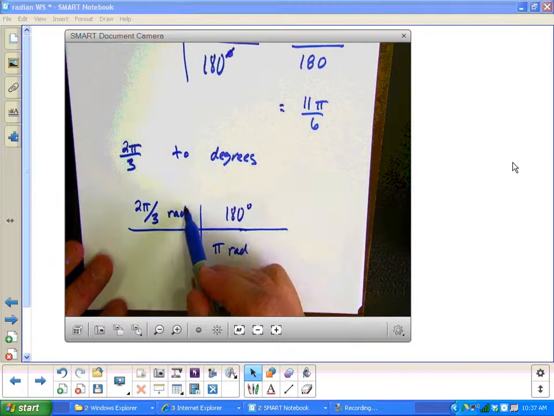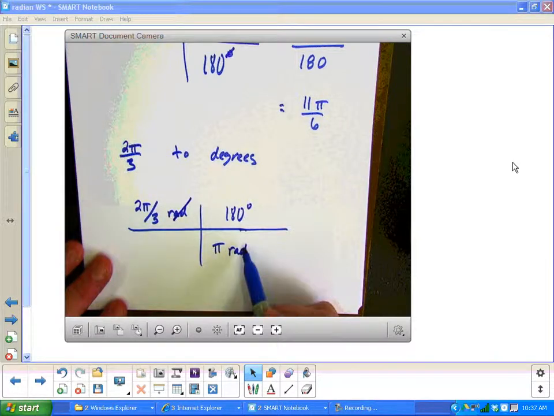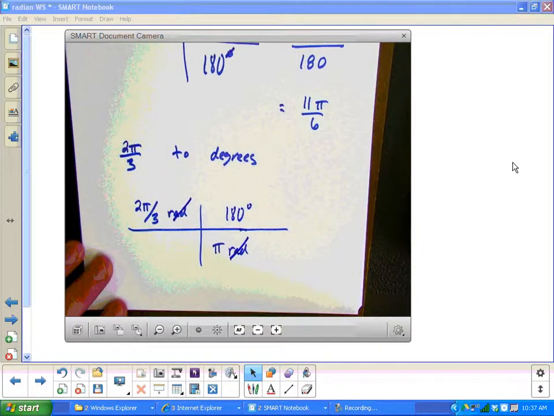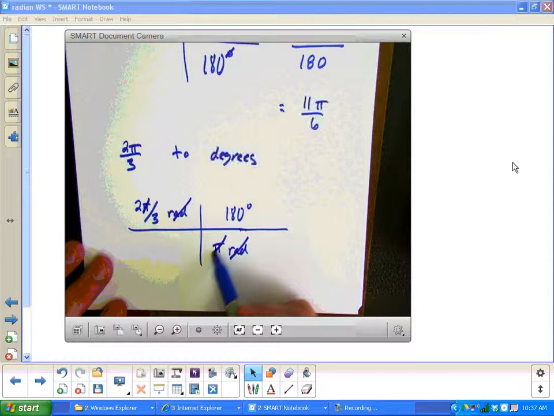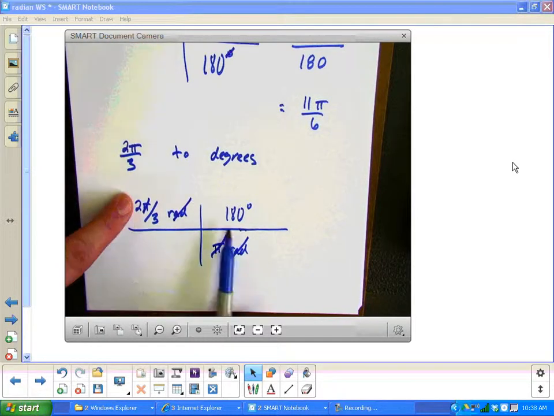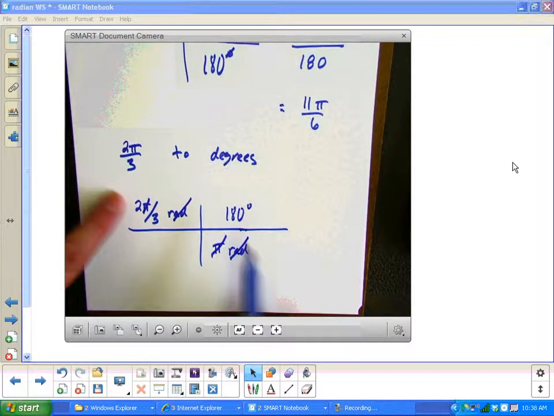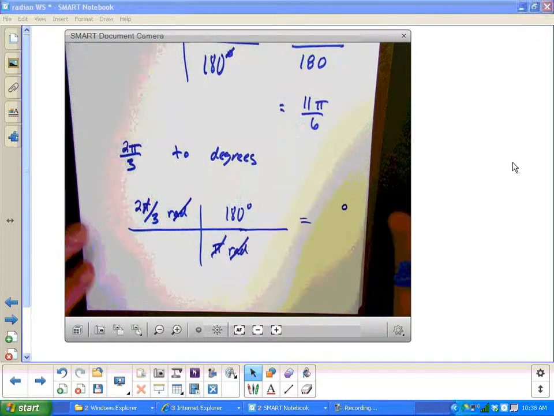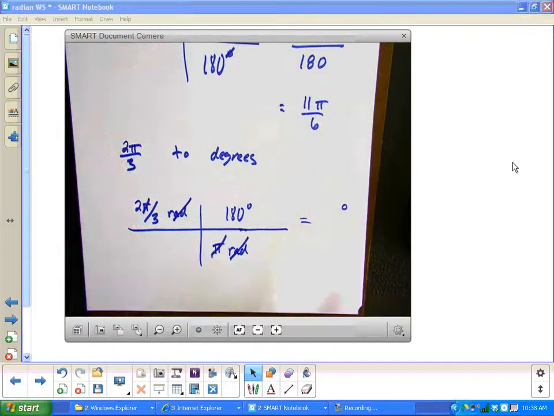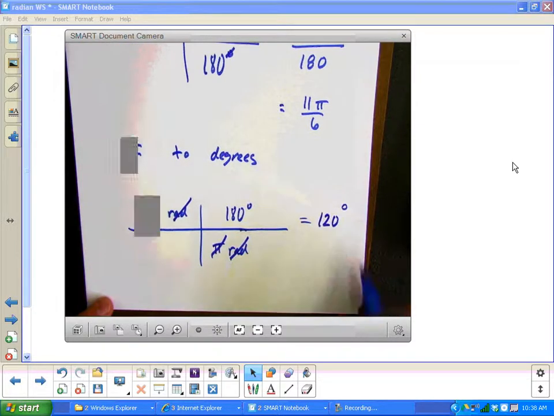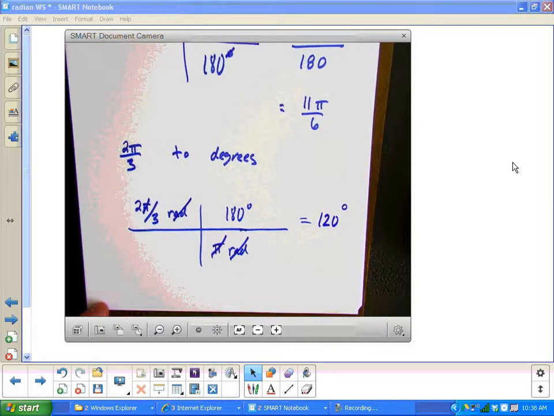And so the radians cancel. Now, notice what else is going to cancel? The pi's. So really all I'm left with is 2/3 times 180. And notice what my units are going to be. They're going to be in degrees. And you can just throw that in your calculator. Now, that's just going to give you 120. So this would be 120 degrees.